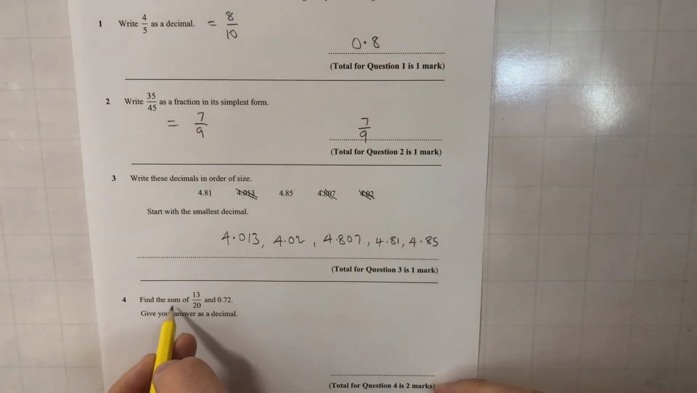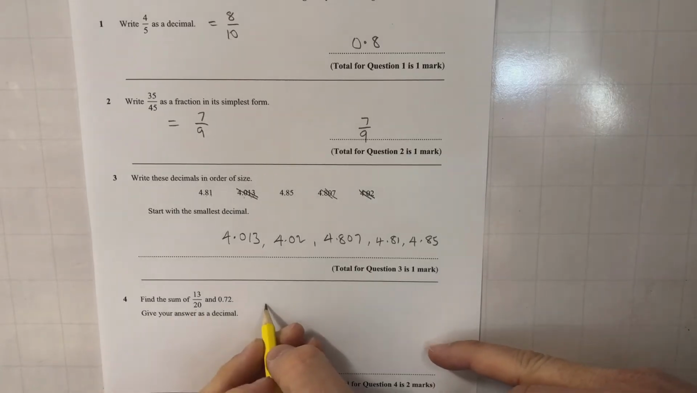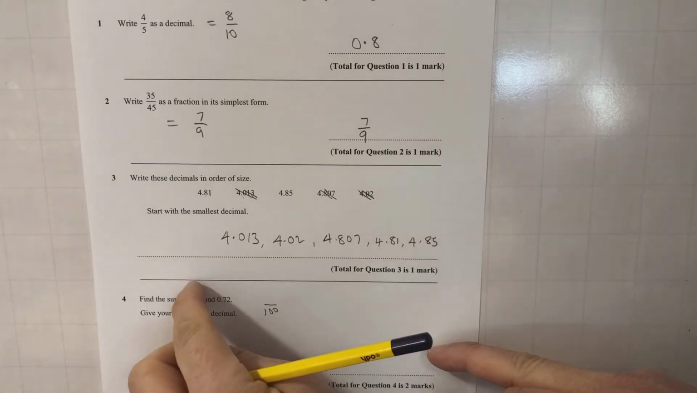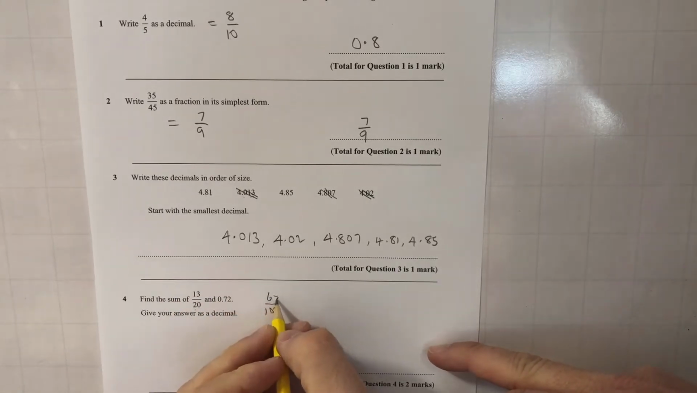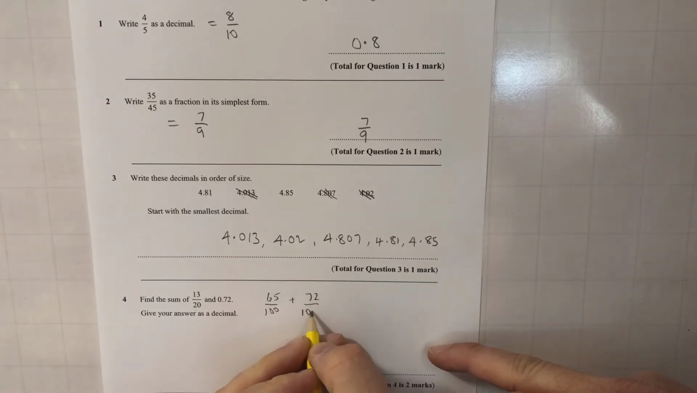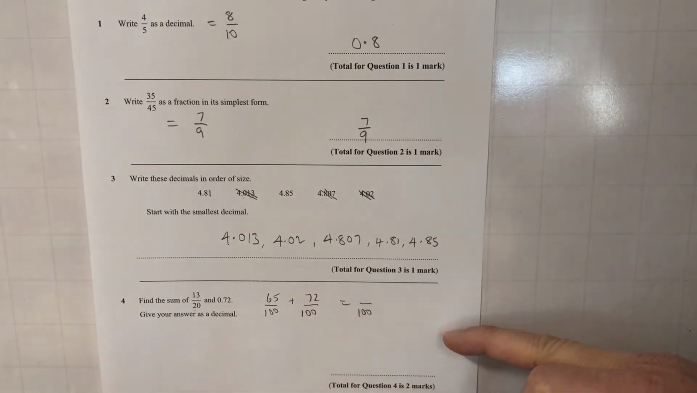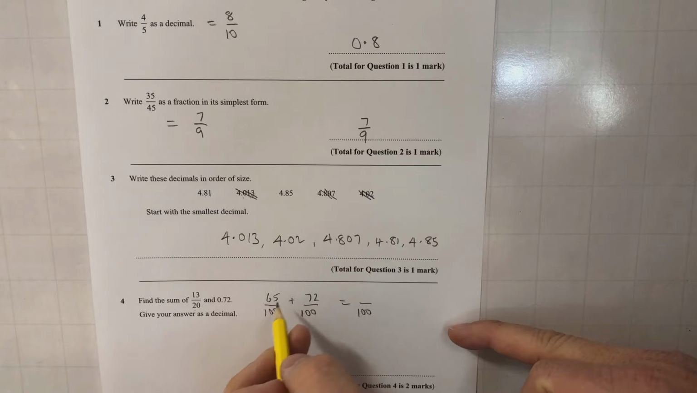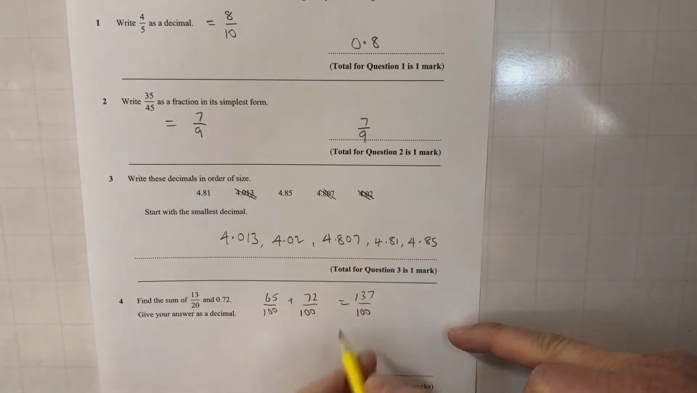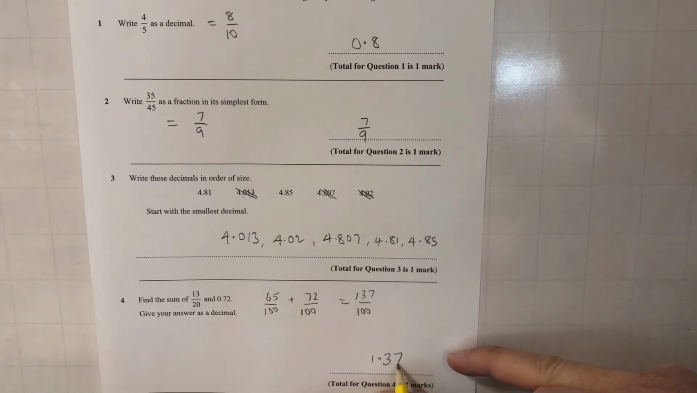The word sum means add together. If I express that as out of 100, by timesing by 5, so times the top by 5, I get 65. 0.72 can be written over 100, so therefore it's now easy to add them together, and we get 7, we get 13, 137 over 100, which is 1.37.